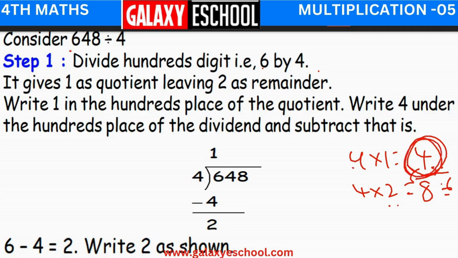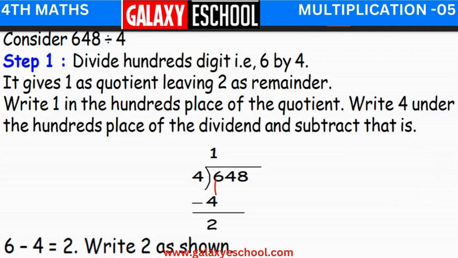How many times does 4 come? 4 ones are 4. So 1 becomes our quotient. 1 is written in the quotient's place and the 4 is written directly below 6. And when we subtract 6 minus 4, we get 2. It gives 1 as quotient, leaving 2 as remainder.